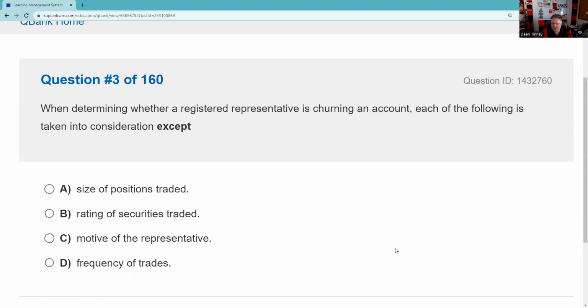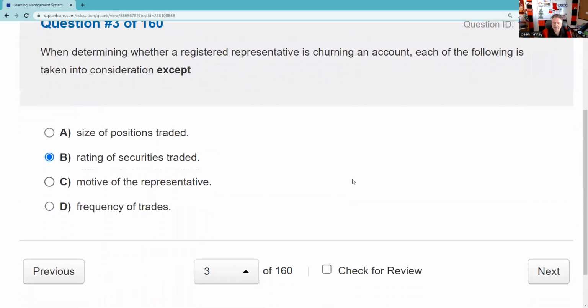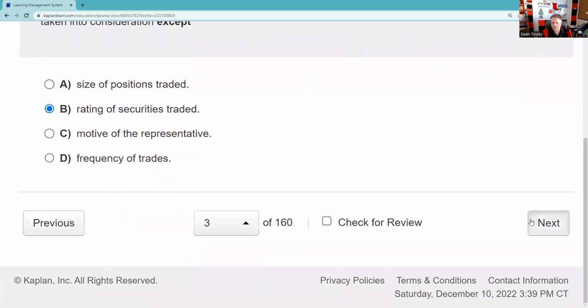The size of the positions traded, certainly. The rating of the securities, whether it's junk bonds or high investment grade bonds, I don't think that has anything to do with it. Motive of the representative, yes. I mean, the whole point here is to generate commissions. And frequency. Given that answer set, I would use the Sesame Street trick and say B is unlike the others. All right.